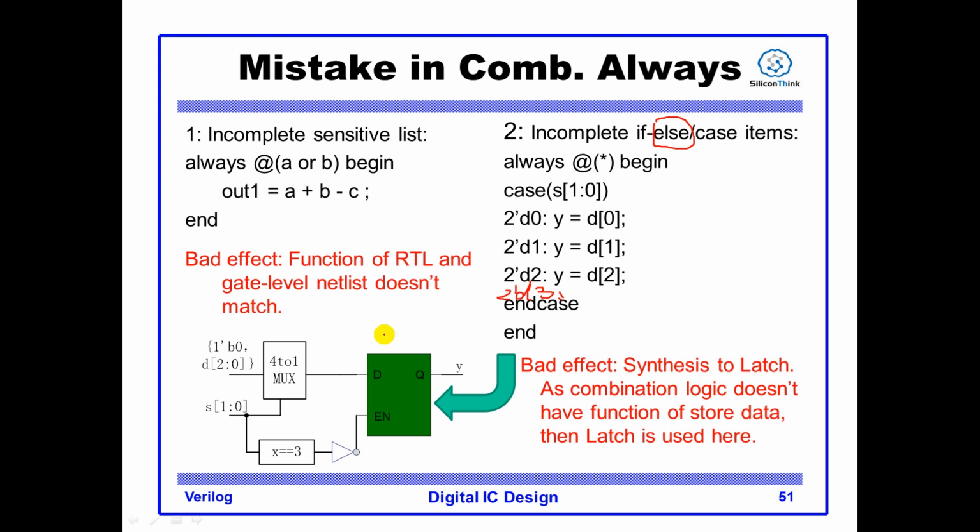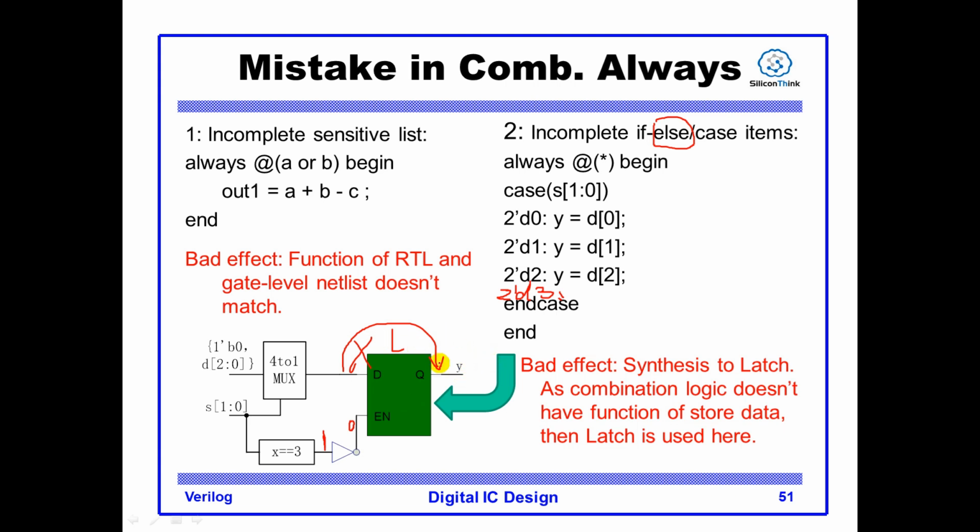This will generate something like that. This is a latch, level sensitive. So when s equals 3, after the inverter, this is 0. So the value on this mux can't pass through this latch, so the output value of y will keep the last value.